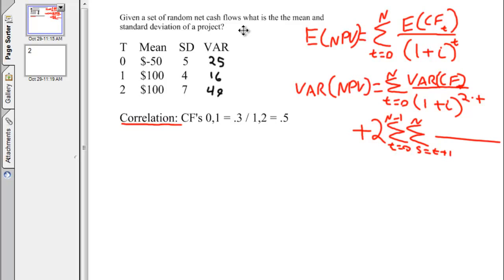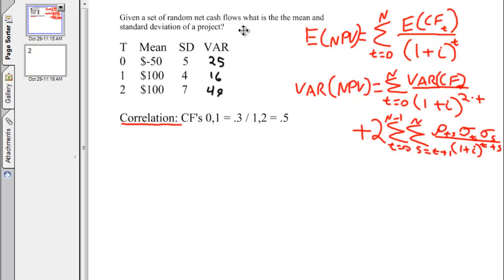And the actual factor is pretty straightforward. In the denominator we have 1 plus i, raised to t plus s. And then in the numerator we have our correlation coefficient between the two, rho of t and s, and then the standard deviations of the two cash flows: the standard deviation of t times the standard deviation of s.